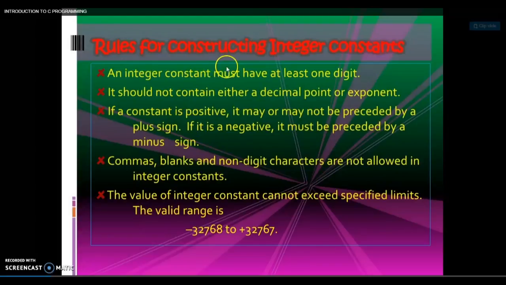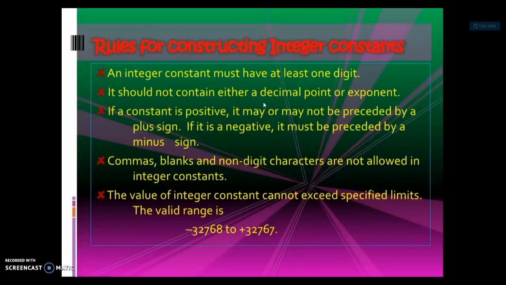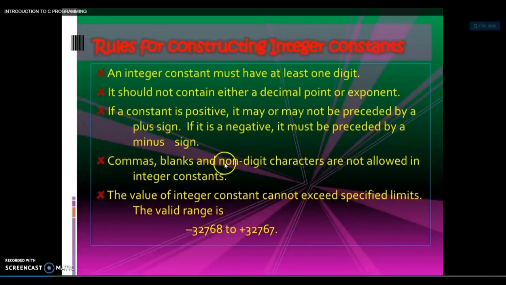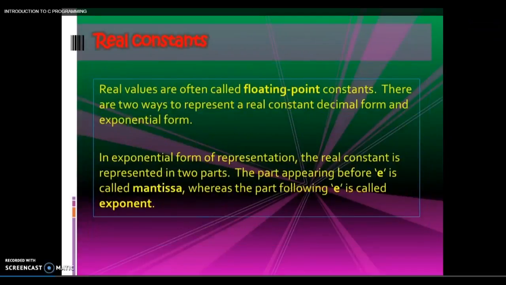Rule of constructing integer constants. An integer constant must have at least one digit. It should not contain either a decimal point or exponent. If a constant is positive, it may or may not be preceded by a plus sign. If it is negative, it must be preceded by a minus sign. Commas, blanks and non-digit characters are not allowed in integer constant. The value of integer constant cannot exceed specified limits. The value range is minus 32768 to positive 32767.